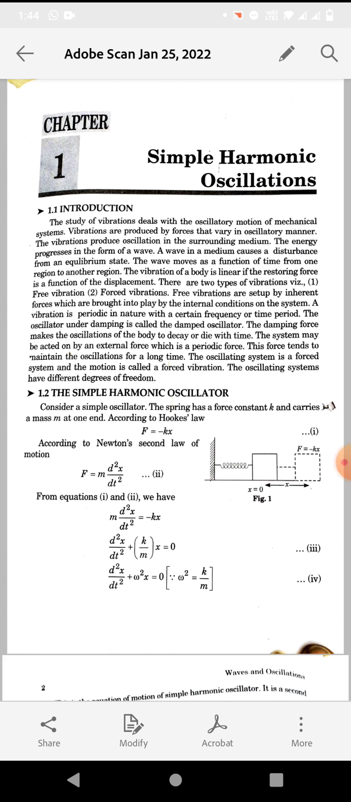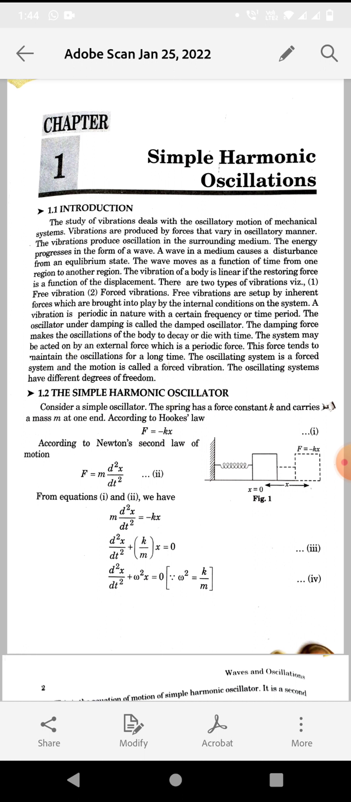In the last class, we discussed the third unit, second chapter, that is the special theory of relativity. It was almost completed in the last class. Now, today we discuss our fourth unit, oscillations. In these oscillations, we have some important topics: the simple harmonic oscillator, the damped harmonic oscillator, and the forced harmonic oscillator. These three oscillators are very important for the examination pattern.